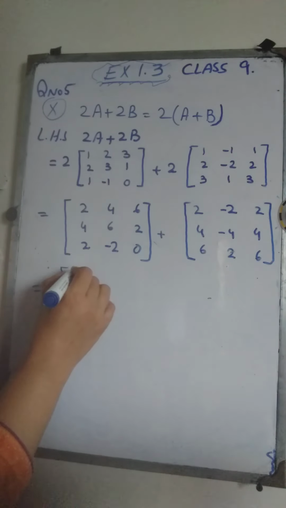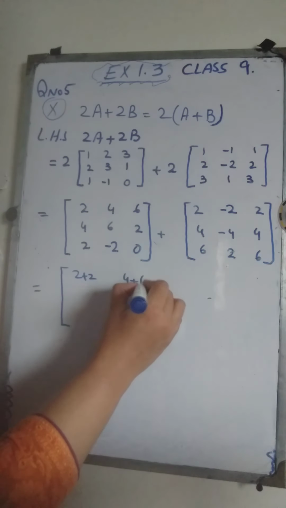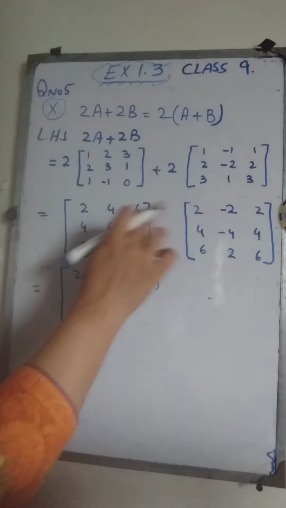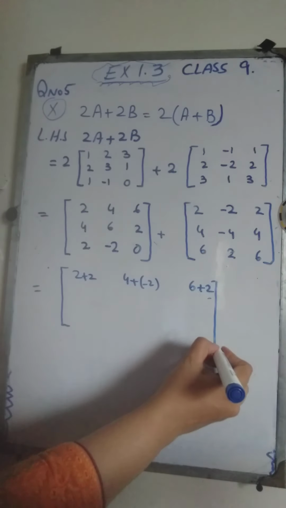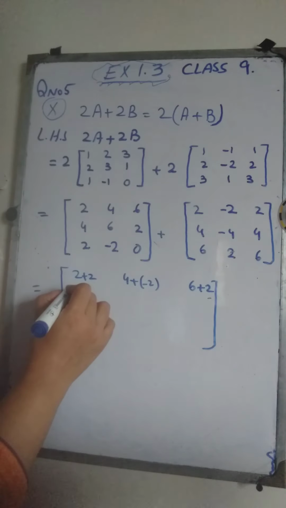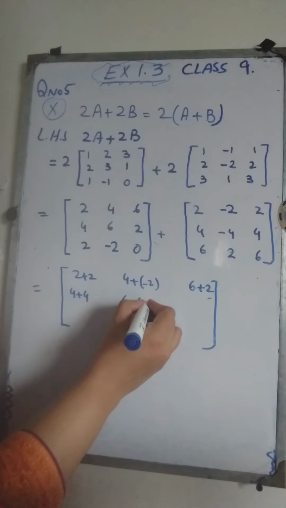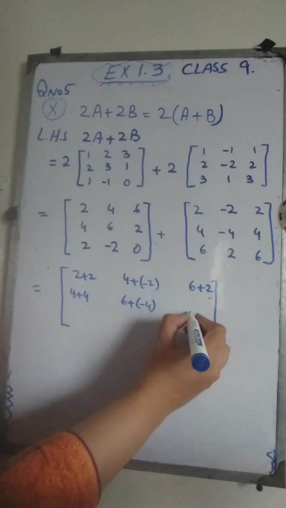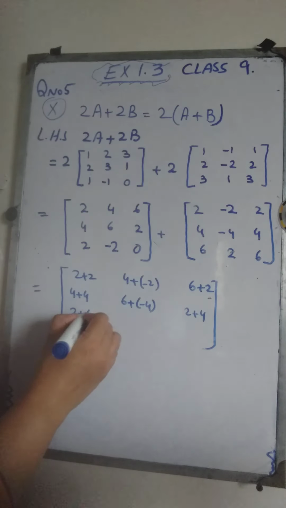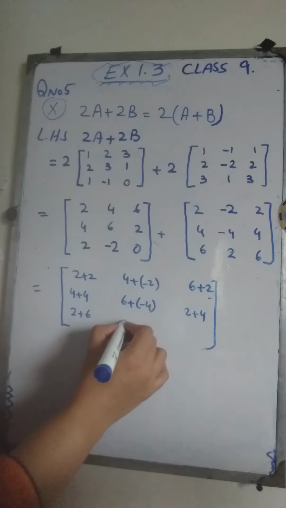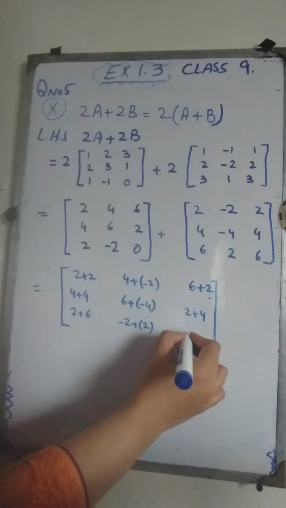2 plus 2, 4 plus negative 2, 6 plus 2, 4 plus 4, 6 plus negative 4, 2 plus 4, 2 plus 6, negative 2 plus 2, 0 plus 6.